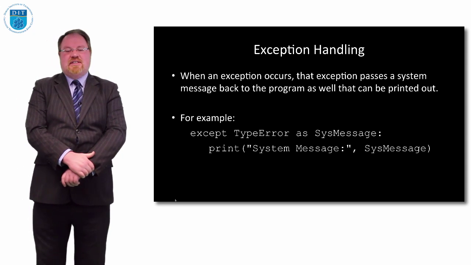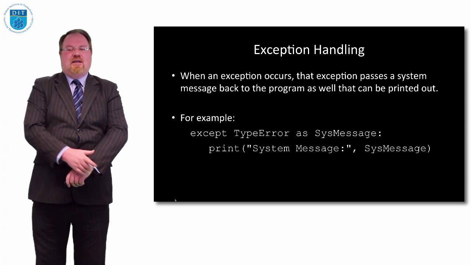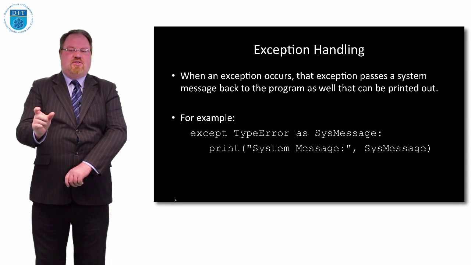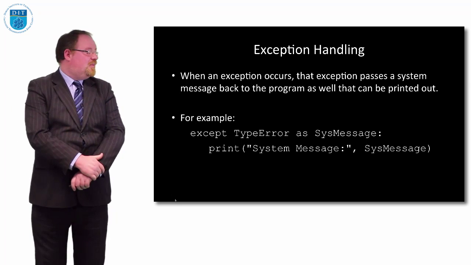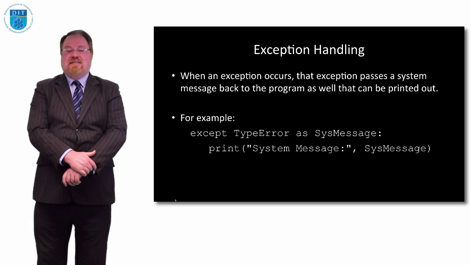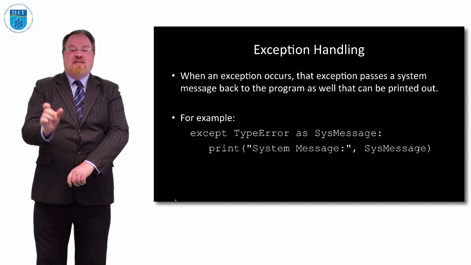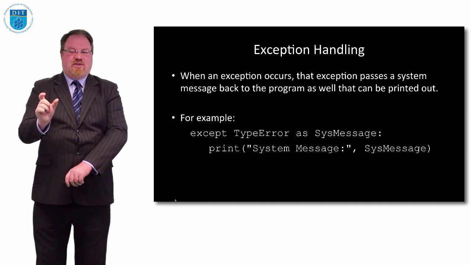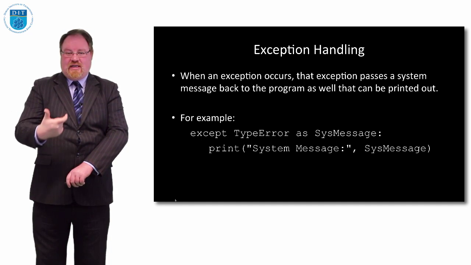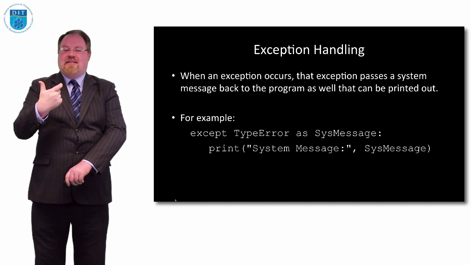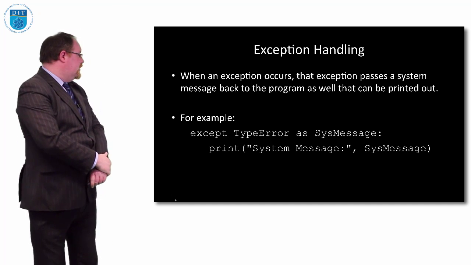So if we wanted to save the Python error message, we could have our except block, let's say for a type error, and if we say "as sys_message", then we can print out that system message. So this isn't a message we're generating. This is a message that the system, or in our case, the Python compiler, is passing to the program to let it know what kind of error has occurred.